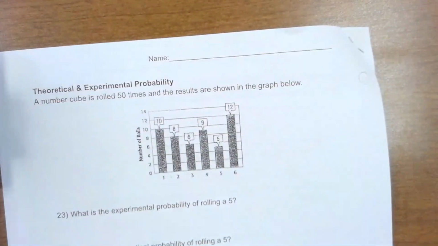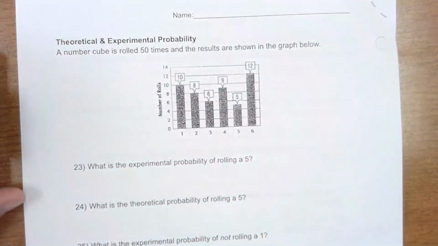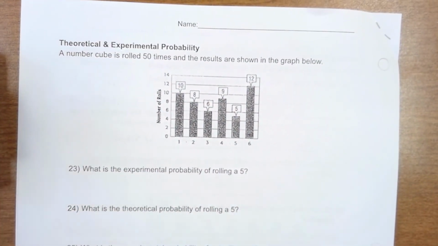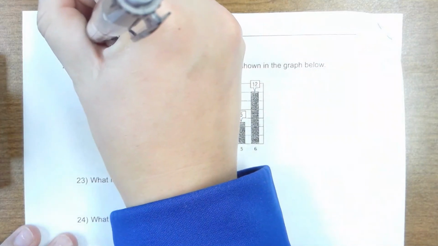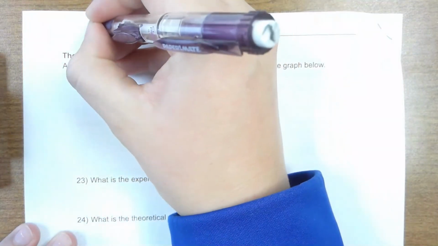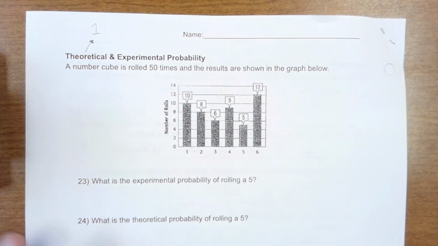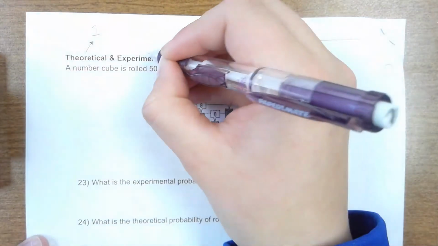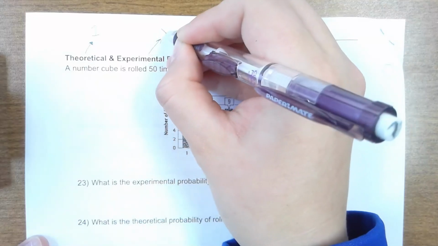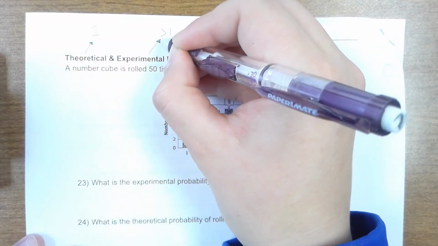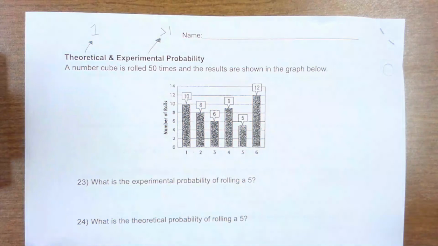Moving on to our last page. A number cube is rolled 50 times, and the results are shown in the graph below. If you remember, when we talked about theoretical and experimental probability, theoretical probability is what's supposed to happen. So when you do something one time, theoretically it's supposed to happen. Experimental is when you do something more than one time. So that is when we would be doing our predictions.